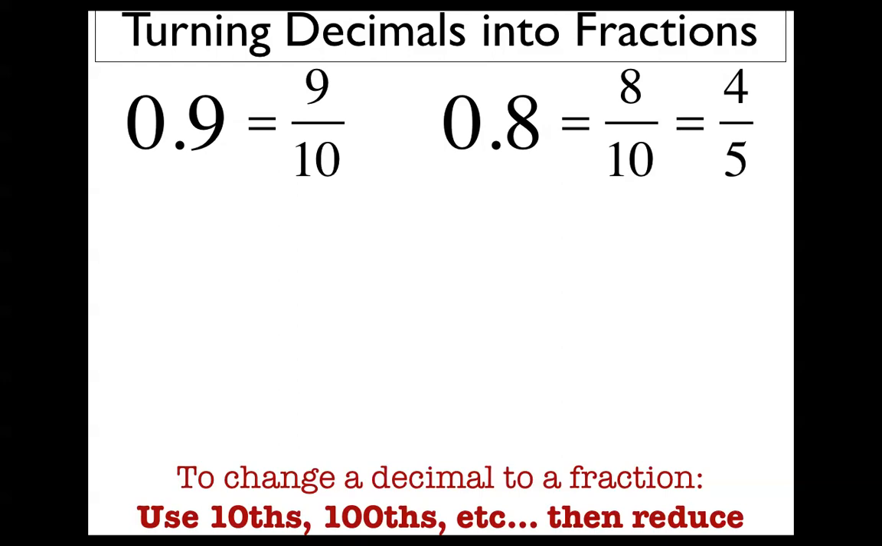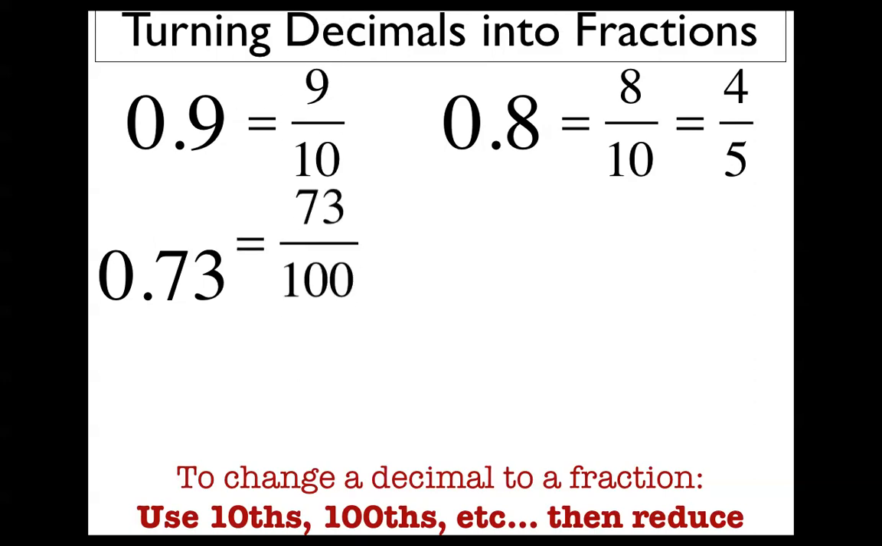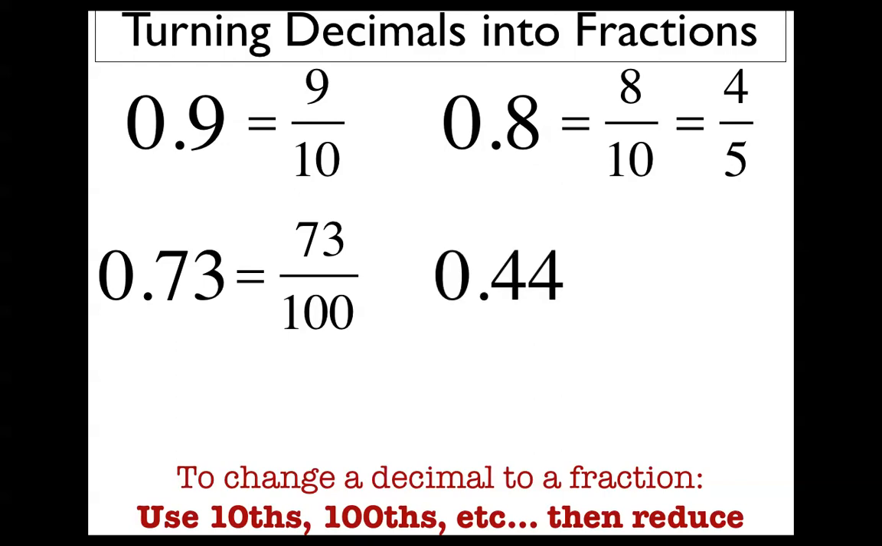Okay, what if your decimal is longer? What if there are digits in the tenths and the hundredths? Well, you're going to go to the farthest decimal spot, which in this case is the hundredths, and we're going to say that there are 73 hundredths here. Okay, 0.73, 73 hundredths. And since you can't simplify it, we're just going to leave it as 73 over 100, 73 hundredths, just like the decimal says. What if you have 0.44? Then you have 44 hundredths.